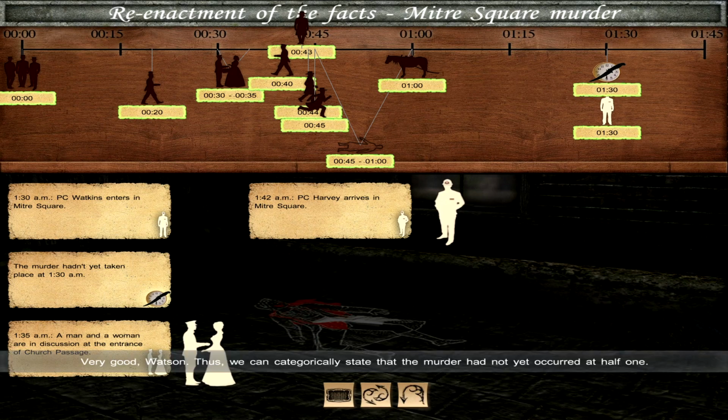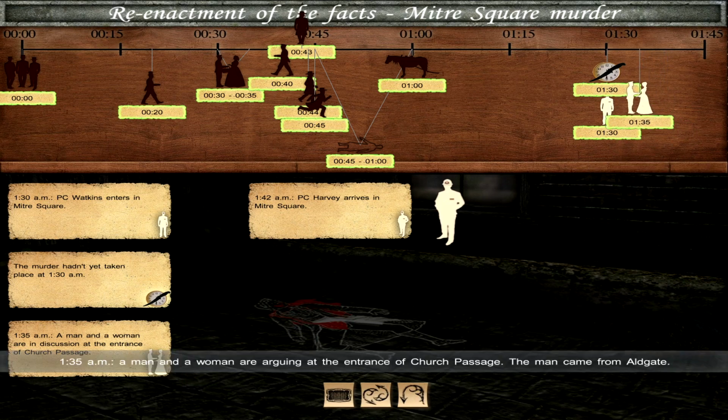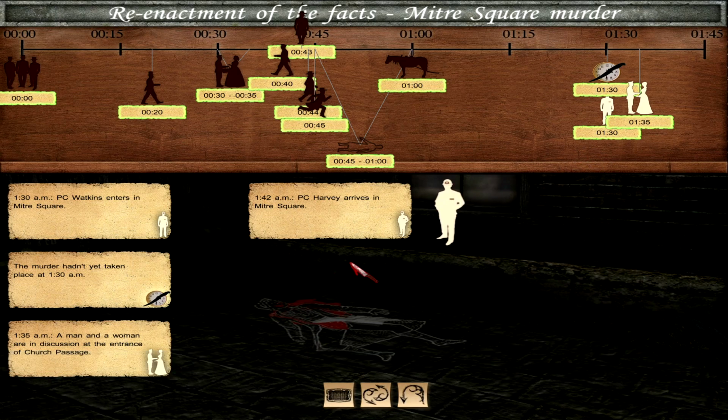Apparently. Very good, Watson. Thus we can categorically state that the murder had not yet occurred at 1:30. Okay. 1:35 a.m. A man and a woman are arguing at the entrance of Church Passage. The man came from Aldgate. Okay, and then PC Harvey arrives at Mitre Square at 1:42.